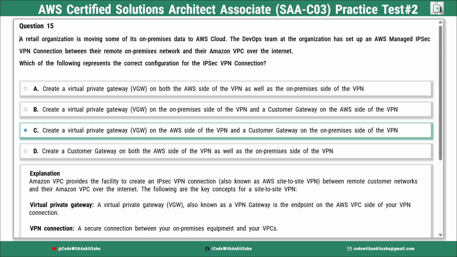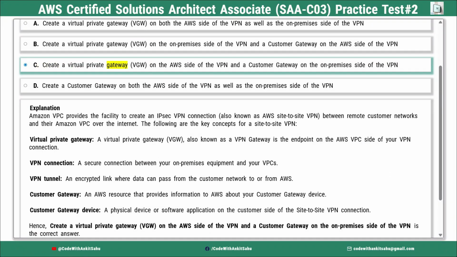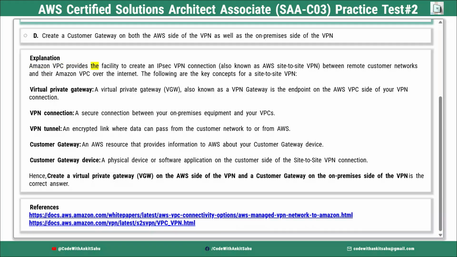Correct answer. Option C. Create a virtual private gateway, VGW, on the AWS side of the VPN and a customer gateway on the on-premises side of the VPN. Explanation: Amazon VPC provides the facility to create an IPsec VPN connection, also known as AWS Site-to-Site VPN, between remote customer networks and their Amazon VPC over the Internet. The following are the key concepts for a Site-to-Site VPN: virtual private gateway. A virtual private gateway, VGW, also known as a VPN gateway, is the endpoint on the AWS VPC side of your VPN connection.